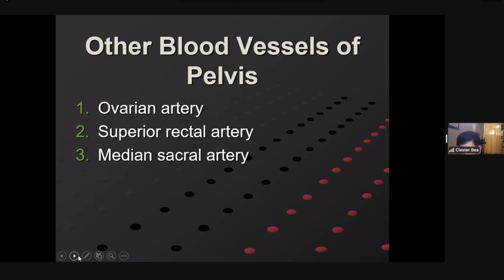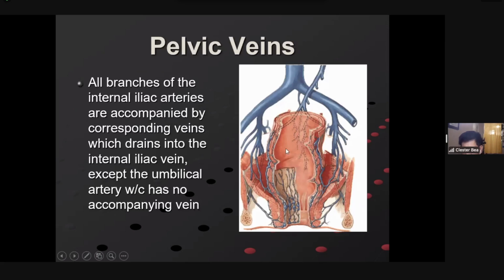Now, the veins in the pelvic cavity: all branches of the internal iliac arteries are accompanied by corresponding veins. So, all the branches from your division of the internal iliac, or the posterior, are accompanied by veins, and they basically drain to the internal iliac vein. Except your umbilical artery, which has the umbilical vein, you know that it does not drain into the internal iliac. So, it has a different direction.